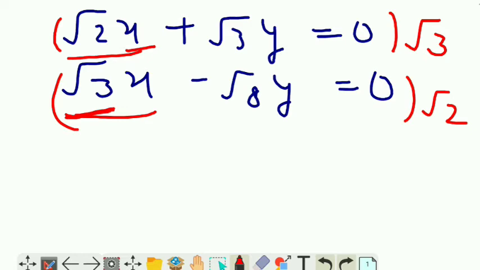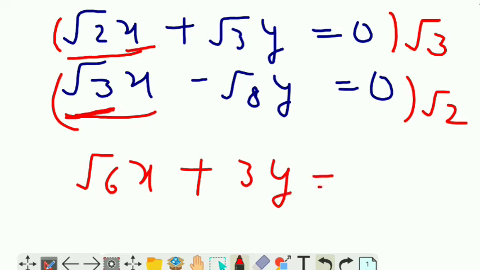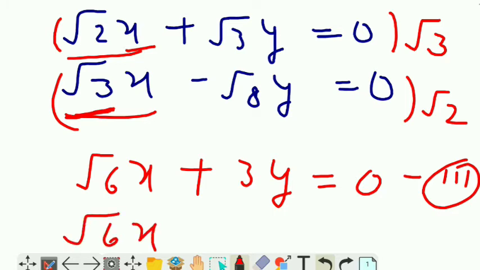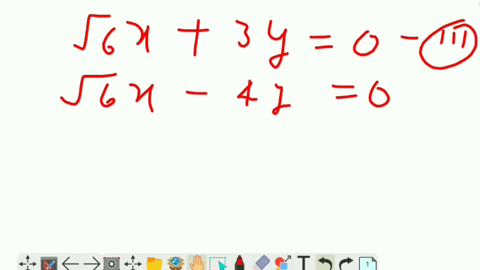Okay, so now see the multiplication. Now the equations are there: root 3 times root 2 is root 6, that is root 6x, plus root 3 into root 3, that is 3y, equals 0. It is equation 3. Here that is root 6x and minus root 8 into root 8... 16, so root 16 means 4y is equal to 0, because the value of root 16 is 4.